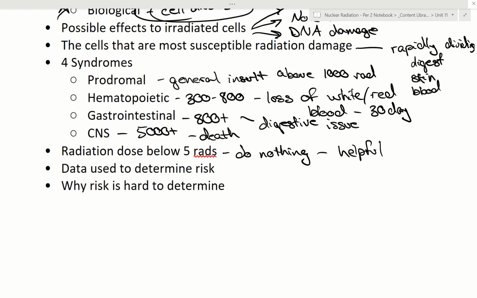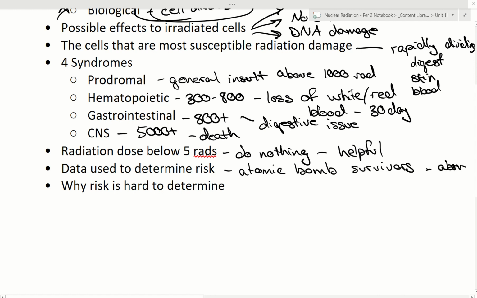Remember that most of the data that we have that we use to determine risk comes from atomic bomb survivors. So atomic bomb survivors. And it's above 300 rads. Right?